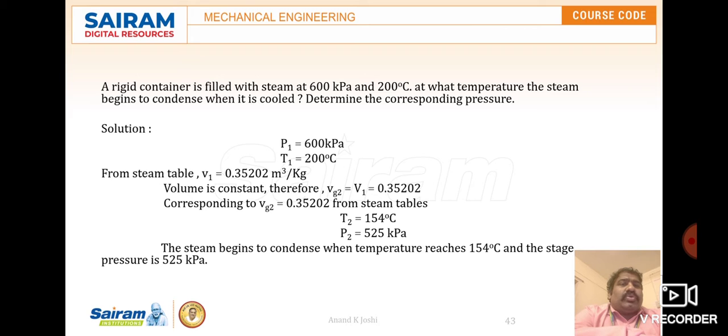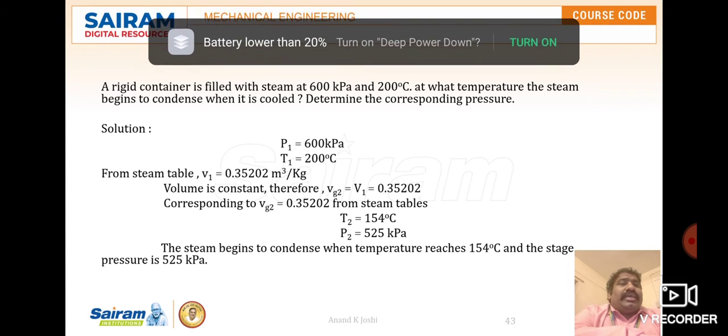So we can find out these values. That is V1 is equal to 0.35202 meter cube per kg. The volume is constant because it is a rigid container, so Vg2 is equal to V1, that is 0.35202. Corresponding to this Vg2, from the steam table, T2 is 154 degrees centigrade and P2 is 525 kilopascal.